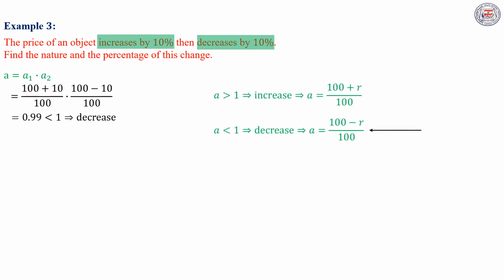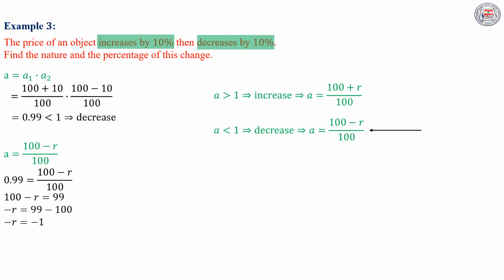If we have a decrease in price, then we have to use the second formula for A, which is 100 minus R over 100. A is equal to 0.99, then 0.99 equals 100 minus R over 100. We make a cross multiplication, then 100 minus R equals 99, minus R is equal to 99 minus 100, minus R is equal to minus 1, therefore R is equal to 1%.